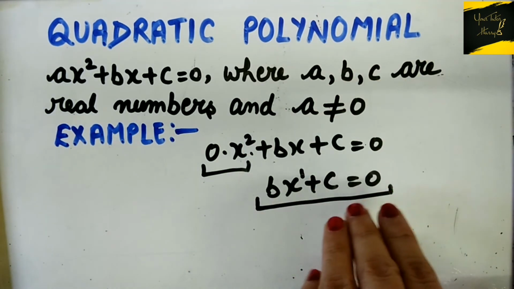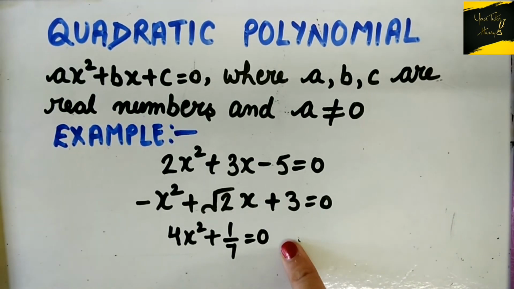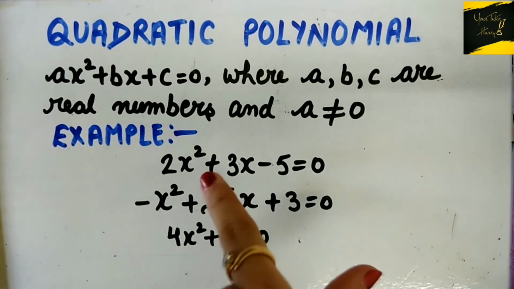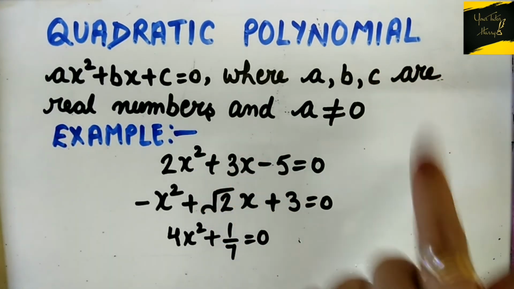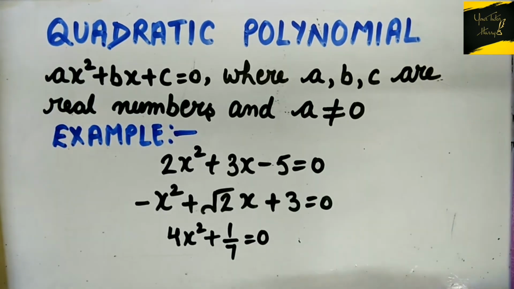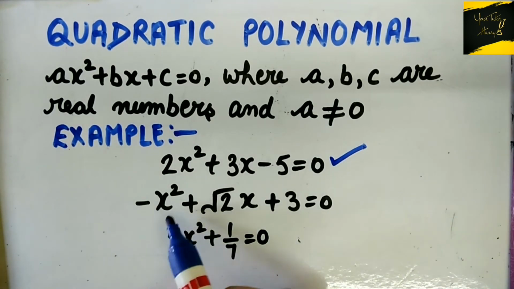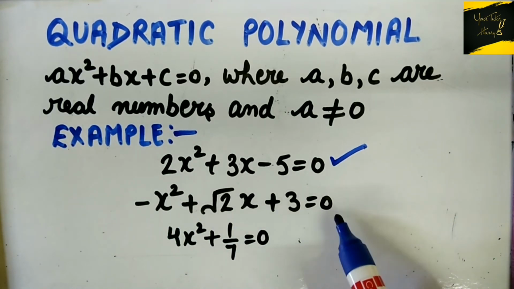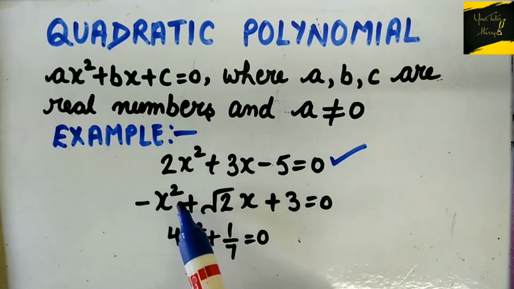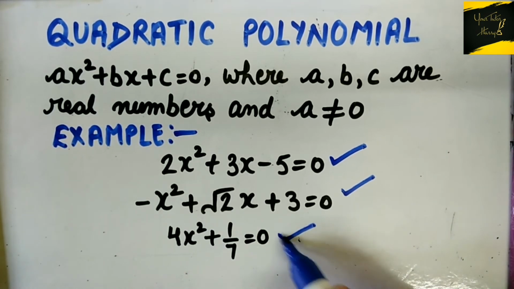I am specifying some examples here. So friends, look at the examples below. All these equations contain the highest degree of x, that is 2. That's why all these are quadratic polynomials. Look at the example, 2x² plus 3x minus 5 is equal to 0. Yes, it contains the highest power 2. That's why it is a quadratic polynomial. Another equation is minus x² plus 2 under root 2x plus 3 is equal to 0. It also contains the highest power of x, that is 2. It is also a quadratic polynomial. If I talk about this, 4x² plus 1 upon 7 is equal to 0. Yes, it also contains the highest power of x, that is 2. That's why it is also a quadratic polynomial.